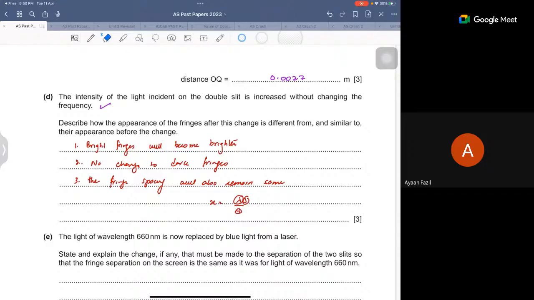Yes, Ryan asks: what will change by increasing the intensity? Only the amount of energy coming in, nothing else. Intensity is related to amplitude squared, so amplitude will change, that's true. But will it change anything else for us? No.